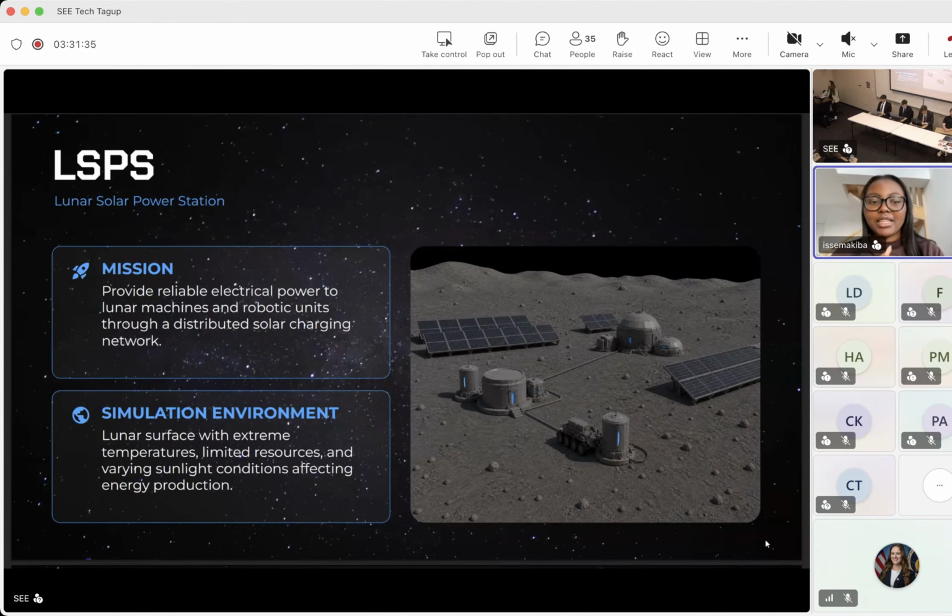So LSPS gives electrical power to the lunar robots and machines through a solar charging network. The system always checks the energy needs of the different stations. Fixed stations send these energy requests, and the federate sends the necessary energy to them. Next slide, please.